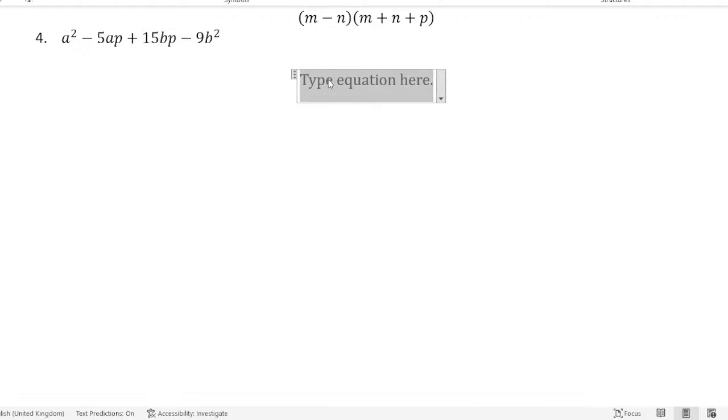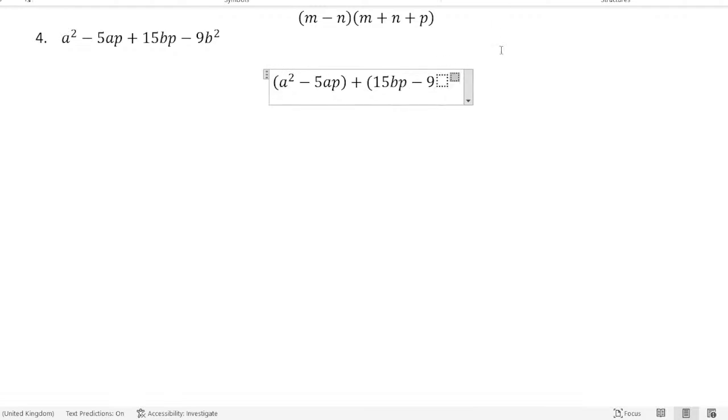So here we'll have open brackets a squared minus 5ap, group them together, then plus open brackets 15bp minus 9b squared. So here we did not change anything, we just group them together.